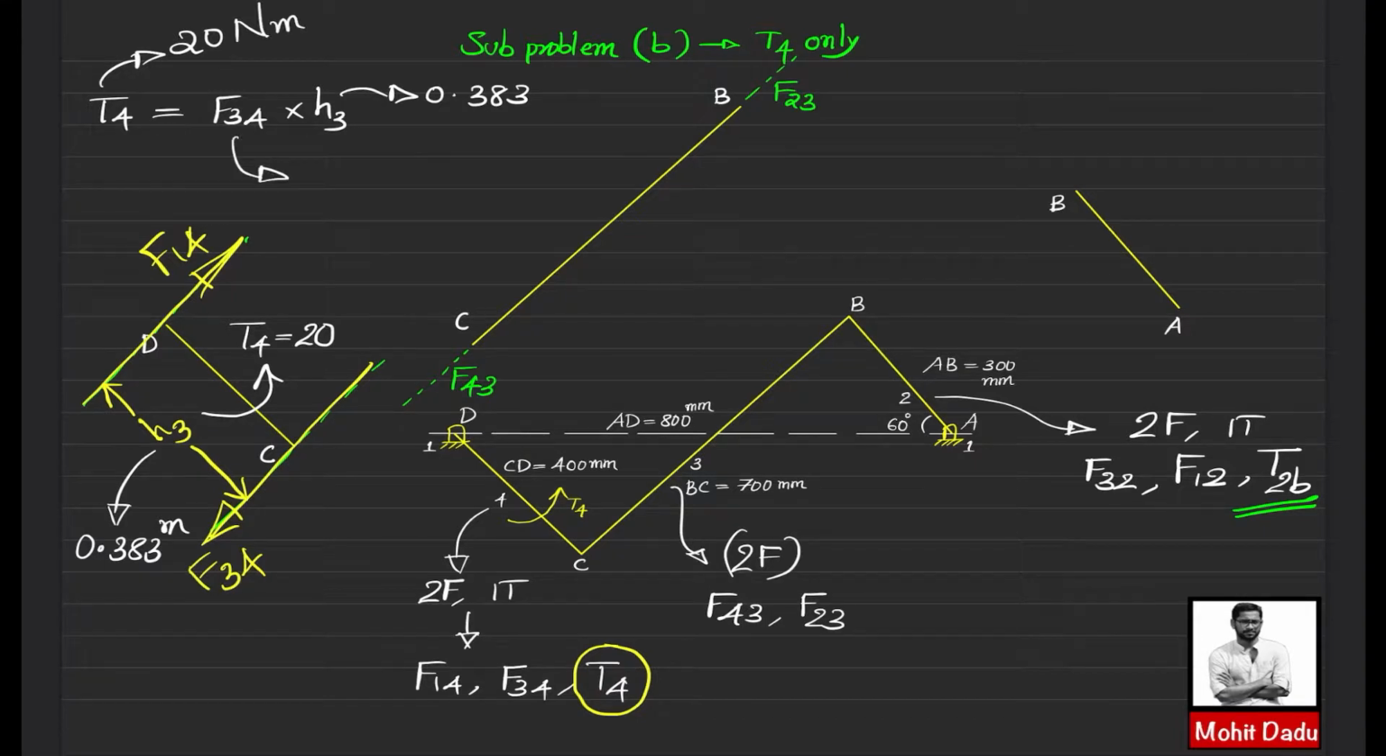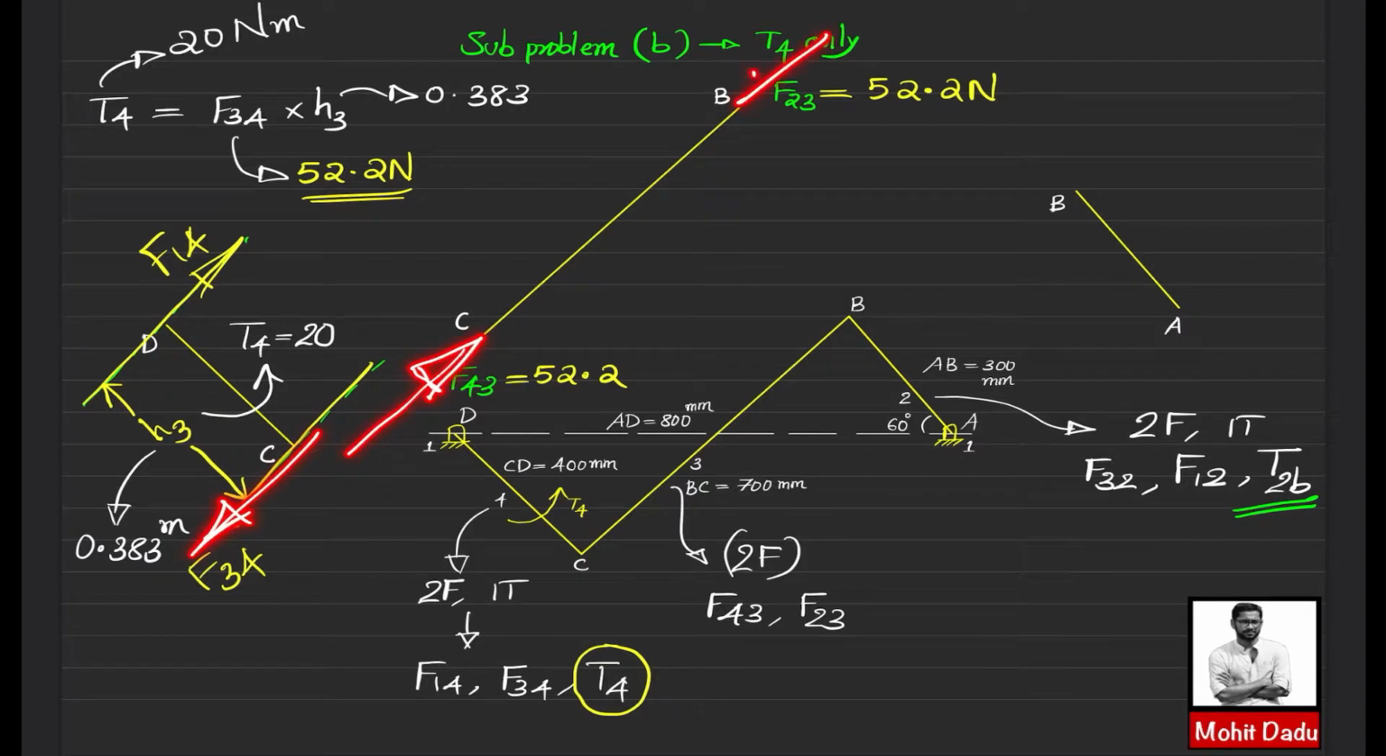From this you can evaluate the value of F34. Then you will get the value of F34 as 52.2 Newton. So this F34 is 52.2, which means F43 will also be equal to 52.2 and F23 will also be equal to 52.2 Newton. Since this F34 is acting in this direction, F43 will be acting in this direction and F23 will be acting in this direction. So I'll be giving the arrowhead. This is acting in this direction and this is acting in this direction.